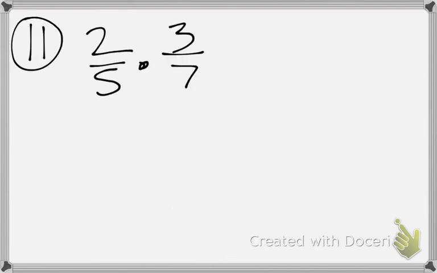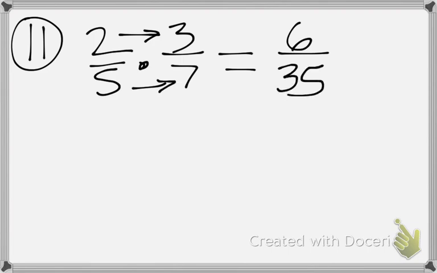Okay, 2/5 times 3/7. Fractions are the best because all you have to do is multiply straight across. 2 times 3 is 6. 5 times 7 is 35. There is no simplifying for us to do for this one.